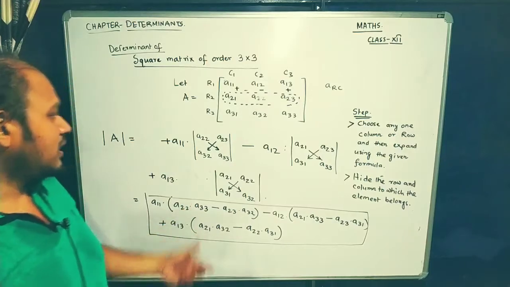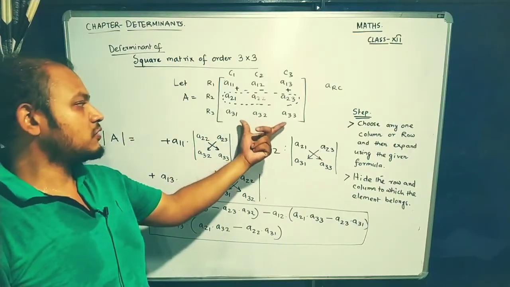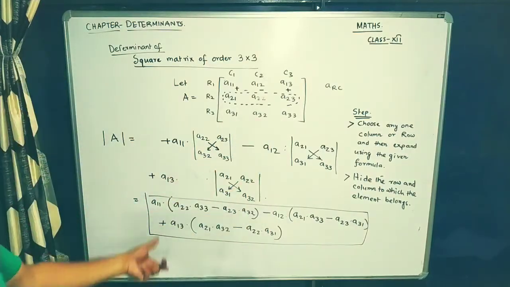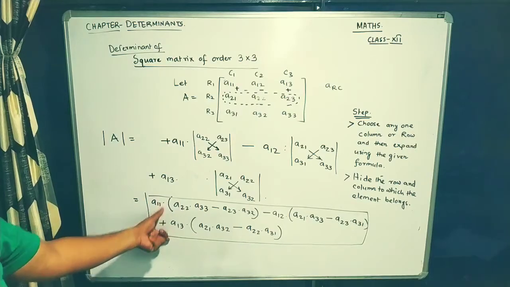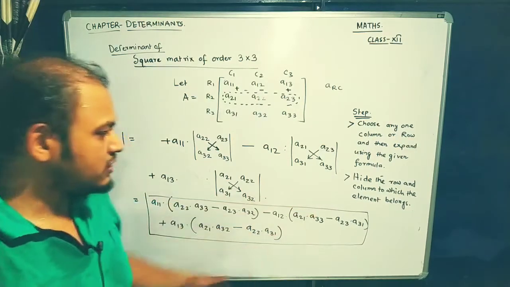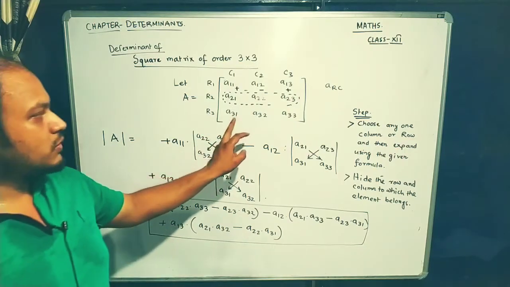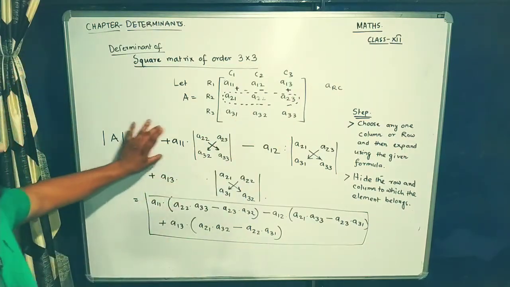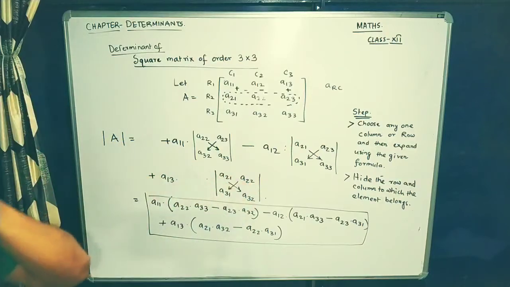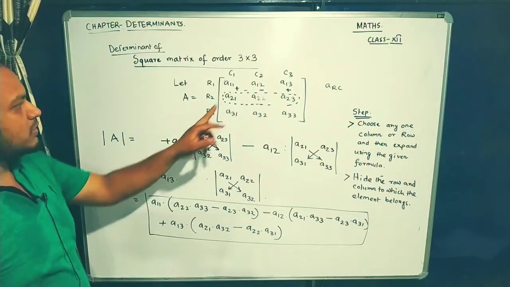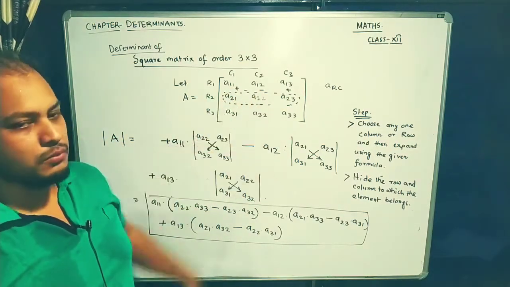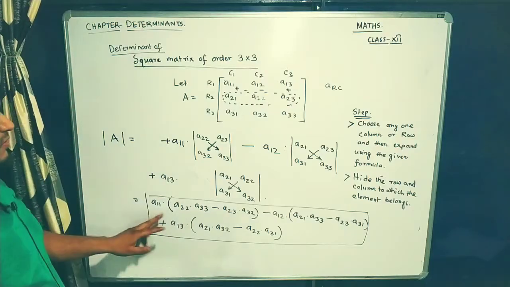So this is the formula for finding the determinant of square matrix of order 3 by 3. You will see that it is very hard to remember this formula. Since it is so long, it is very hard to remember. So the best way to remember the determinant of a square matrix of order 3 by 3 is this formula itself. You will see how do we remember it. So that is why I am showing you this plus minus symbols. Okay, so this formula is very long.